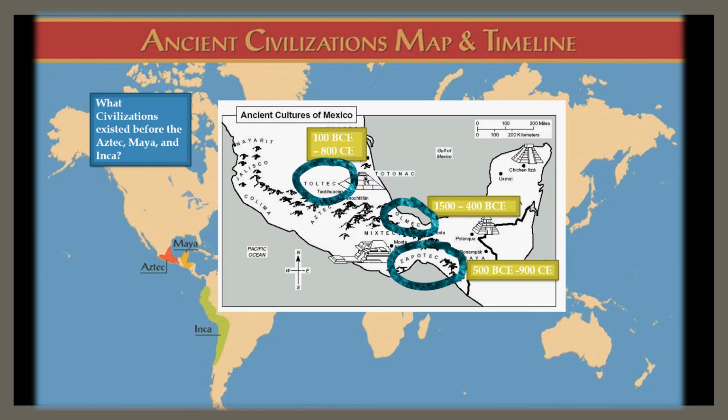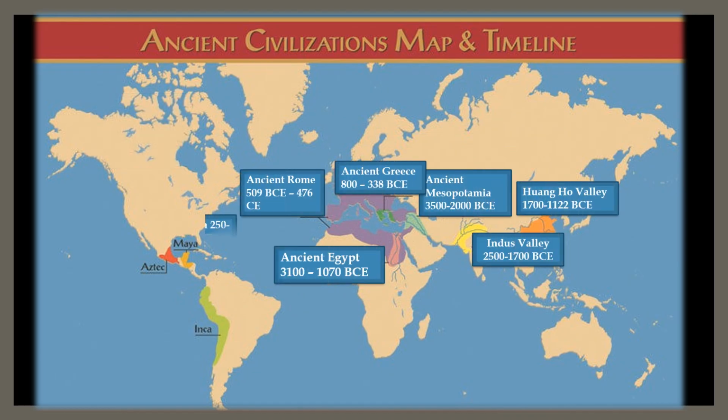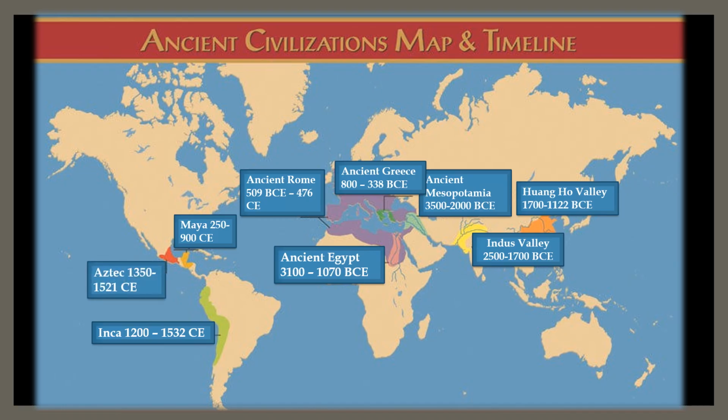So these are the primary civilizations or cultures that existed before the Maya, Aztec, and the Inca. Now the second oldest of these civilizations is going to lead into the Mayan civilization. So the ancient Maya would come after the Toltec. And looking at those, we have the ancient Maya, which existed from 250 to 900 CE, or Common Era. We have the Inca, which existed from 1200 to 1532 CE, and the Aztec, which existed from 1350 to 1521 CE.